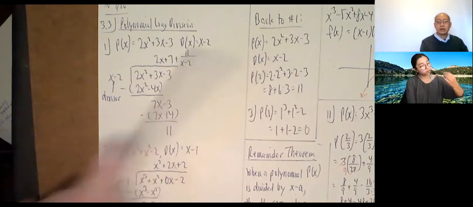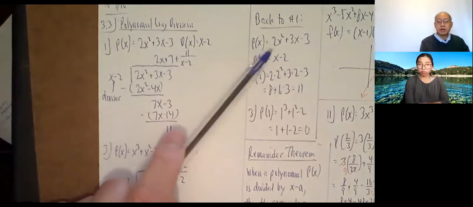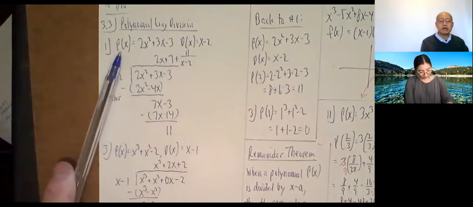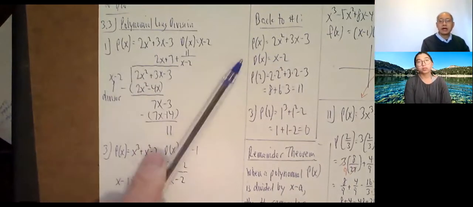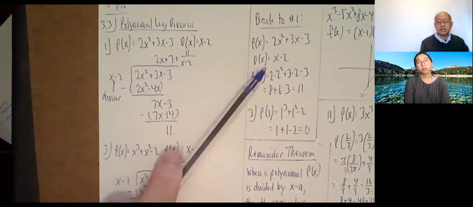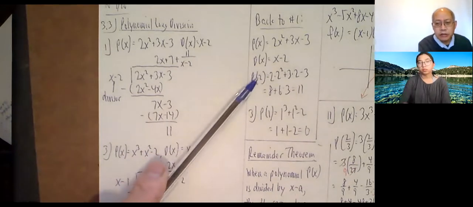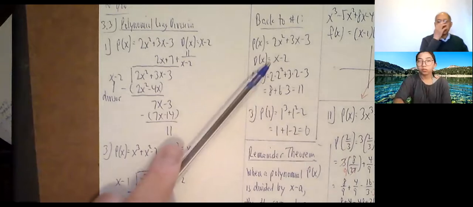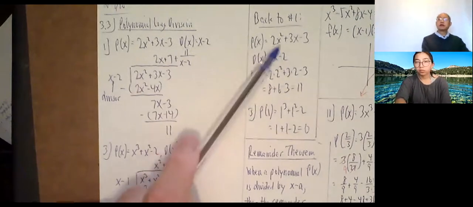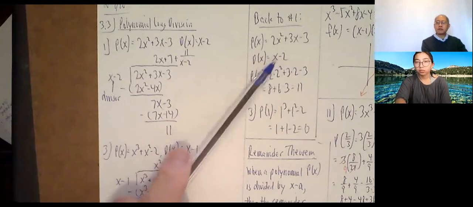Okay, so look back at problem number 1. It came out to be this, right? 2x squared plus 3x minus 3. That was the so-called P of x, my polynomial. And D, the divisor, is x minus 2. What happens if I plug in 2? Okay, so seemingly unrelated. Plug in 2. Where did I get the 2 from? Because this was x minus 2.